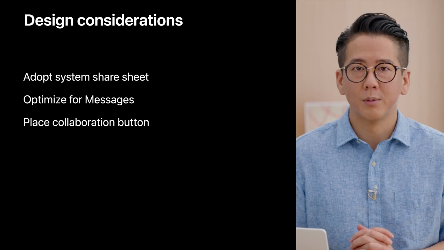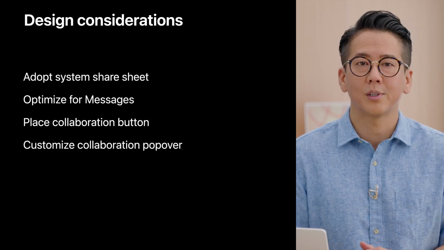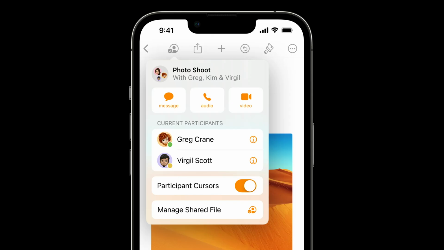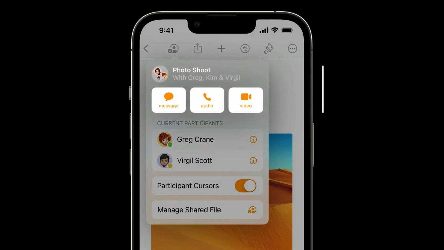Once you decide where to put the collaboration button, it's time to customize the collaboration popover for your app. The collaboration popover consists of 3 separate sections. The top section shows who you are collaborating with. The system will find corresponding profile pictures from the Contacts app and display them here. There are also buttons for communication. If there is no message conversation linked with the document, the message button will let you connect one.